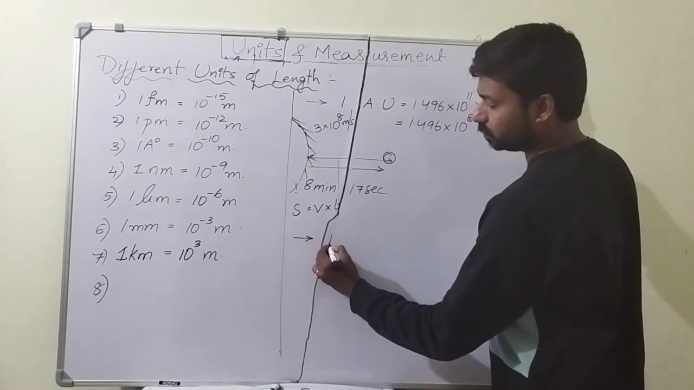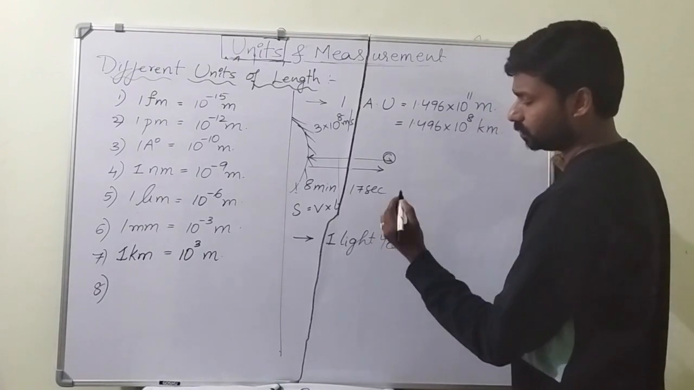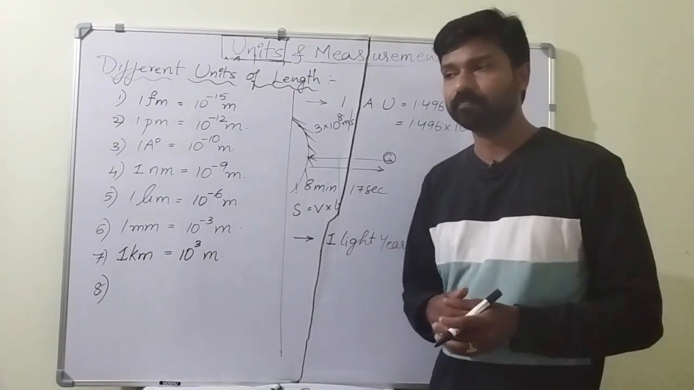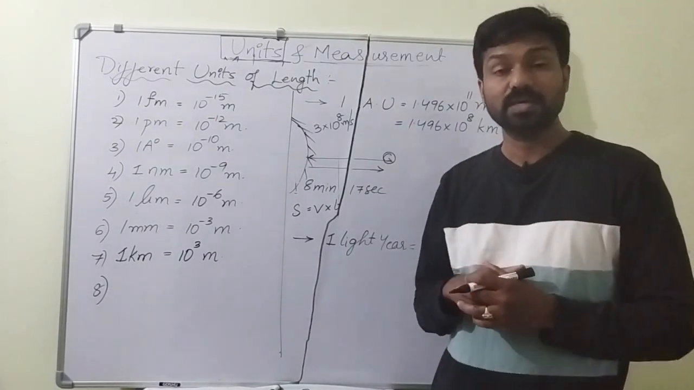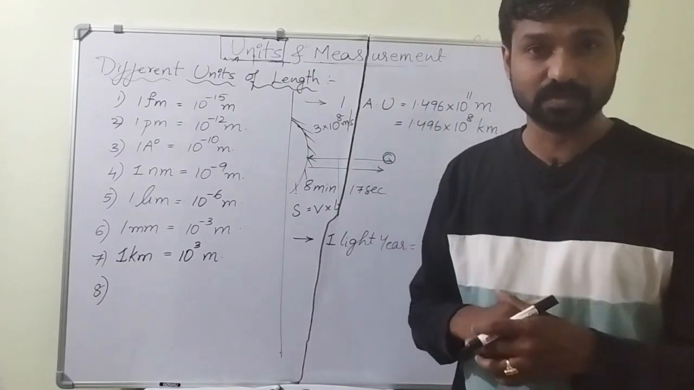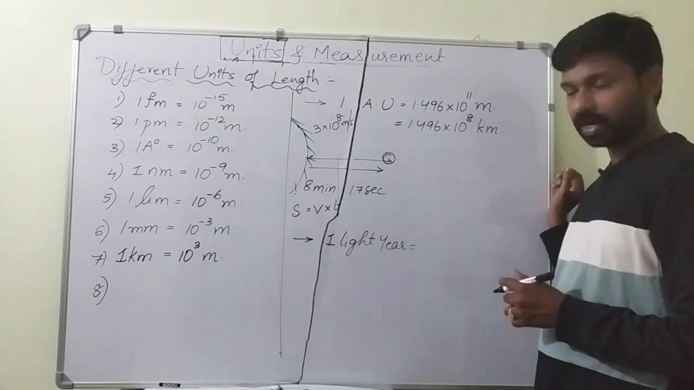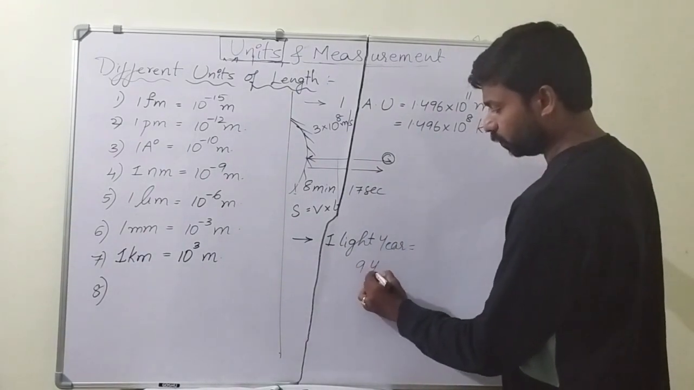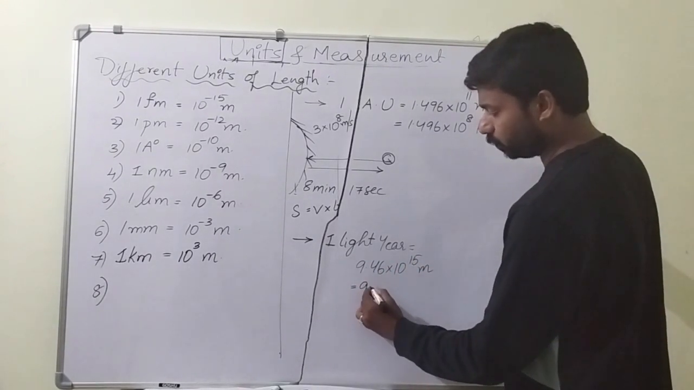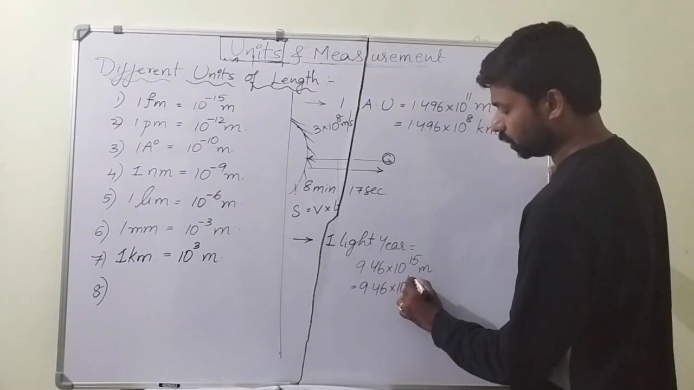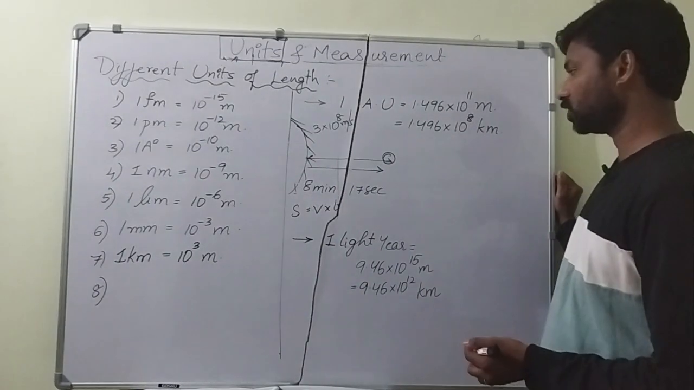Then comes light year. What is 1 light year? Obviously you might be knowing it. Suppose the light travels in vacuum for 1 complete year, the distance to which that light can travel in vacuum for 1 year, that one we call 1 light year, and its value is 9.46 × 10^15 meter, or it is also equal to 9.46 × 10^12 kilometer. Is it okay? Right?